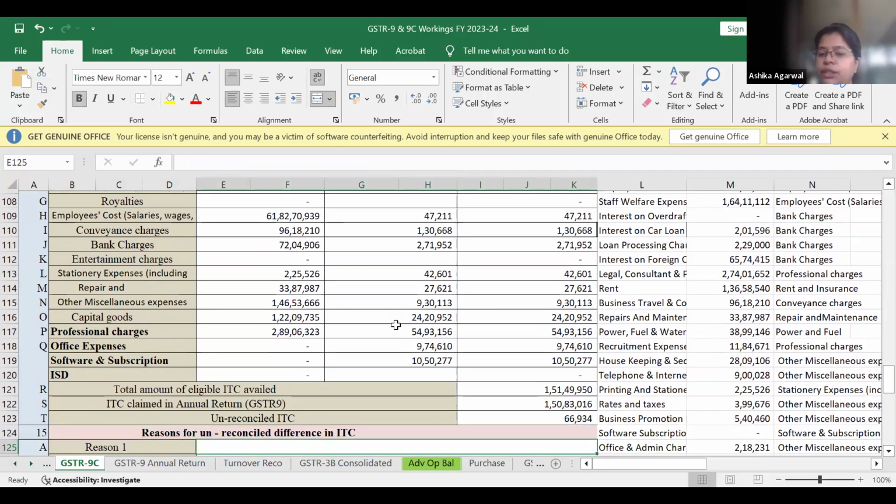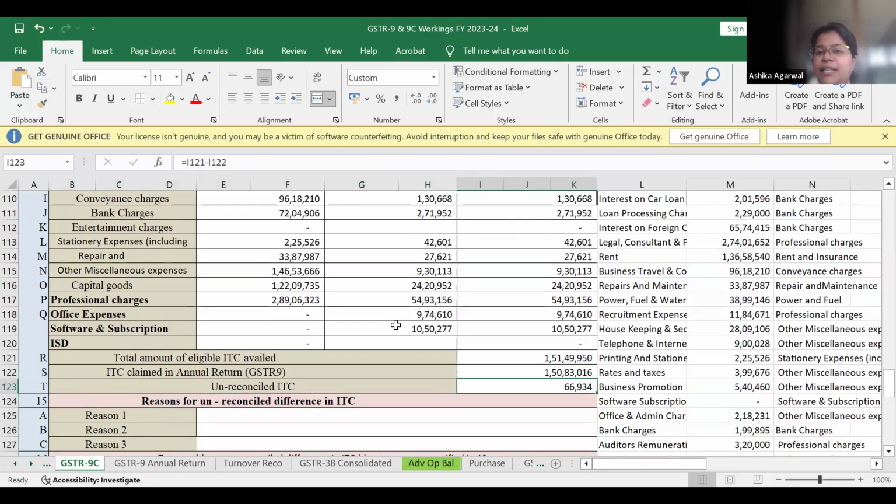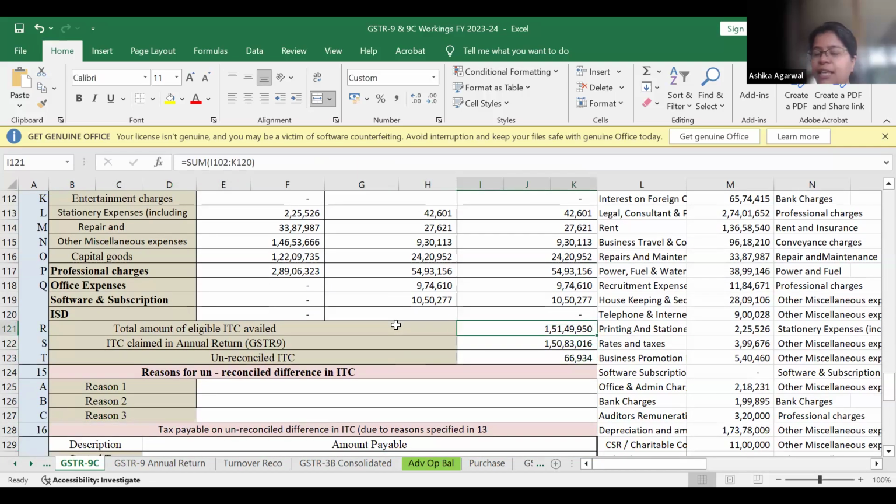And in this also, differences will similarly come like table 12, and you can again record your reason. The way I explained the table 12 reason for difference, more or less the same will be the reason for difference in table 14, because both work in the same pattern, books versus 3B.